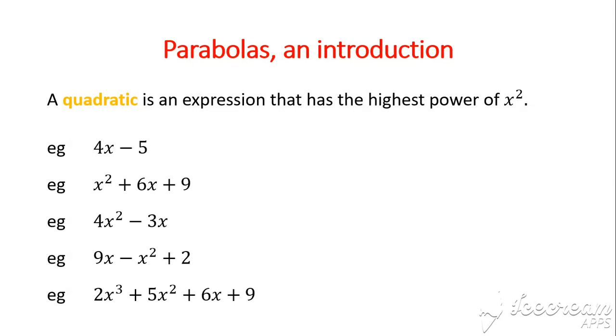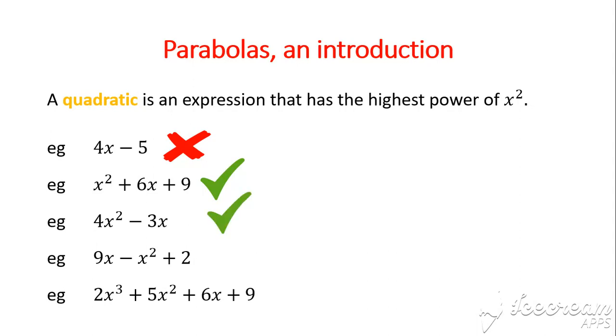The first example, 4x minus 5. Actually, that's not a quadratic because it doesn't have an x squared in it. Actually, it's what we just spoke about. It's the mx plus or minus c. So it's a linear function, so it's not a quadratic. The second example, x squared plus 6x plus 9, yes, that's a quadratic. The third example, don't worry about the 4 out the front, 4x squared, it's still got a power of 2, so yes, that's a quadratic.